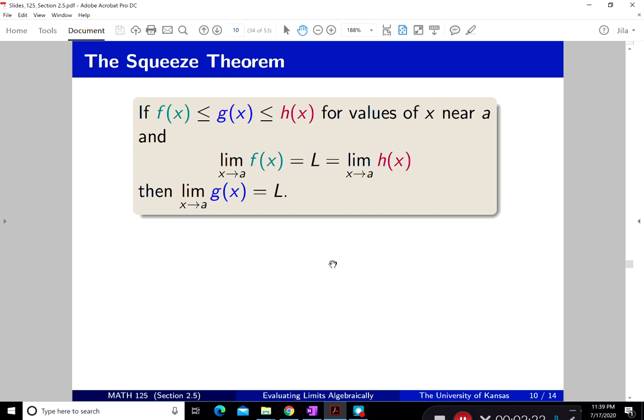So what does the squeeze theorem say? It gives a little bit more. If f of x is less than or equal to g of x, which is less than or equal to h of x, for values of x near a, and the limit of f of x as x approaches a is equal to L, and the limit of h of x as x approaches a is equal to L, then the limit of g of x as x approaches a exists and is equal to L.